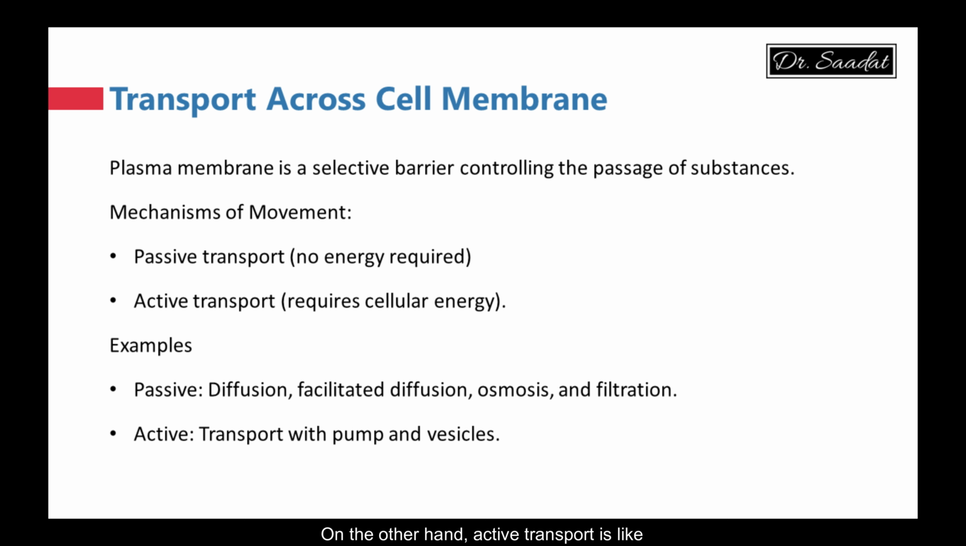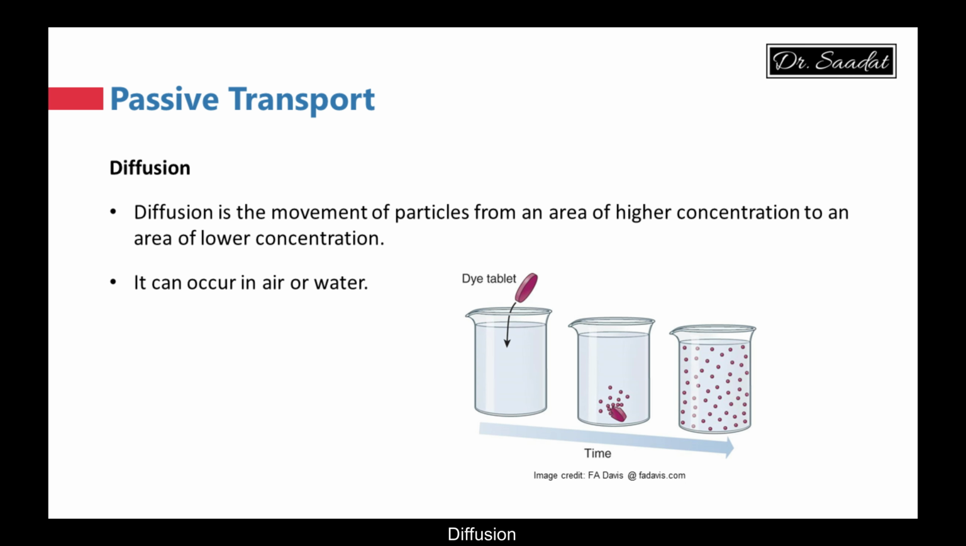On the other hand, active transport is like pumping against the current. It requires energy from the cell, typically in the form of ATP. This allows substances to move across the membrane even against a concentration gradient, from an area of lower concentration to an area of higher concentration. Examples of active transport are movement by a pump such as the sodium-potassium pump, and movement by vesicles such as endocytosis and exocytosis.